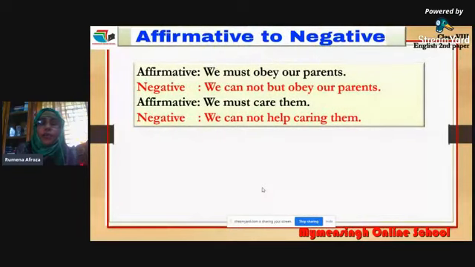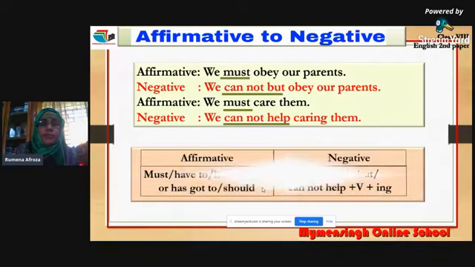Okay, students, "We must obey our parents." "We cannot but obey our parents." "We must care for them." "We cannot help caring for them." Here, what can you see? You can see that instead of must, cannot but is used, or cannot help is used. If you want to use cannot help, after the verb ing will be added. So you have to use ing after the verb if you use cannot help. Instead of must, you can use cannot but or cannot help.